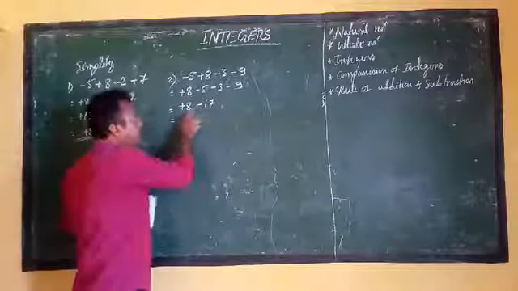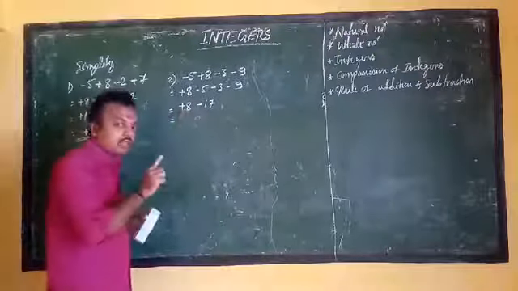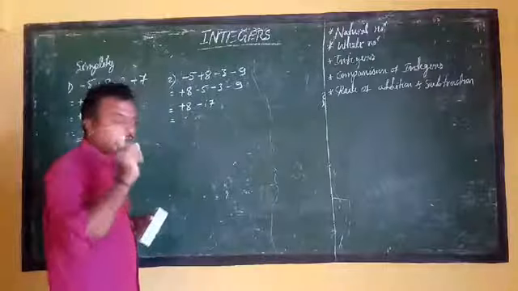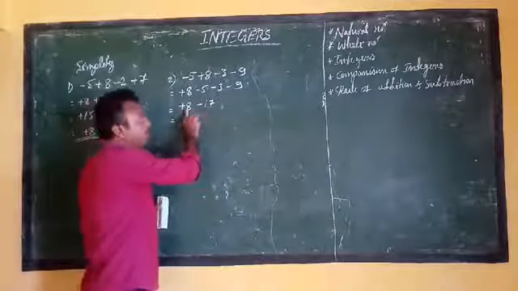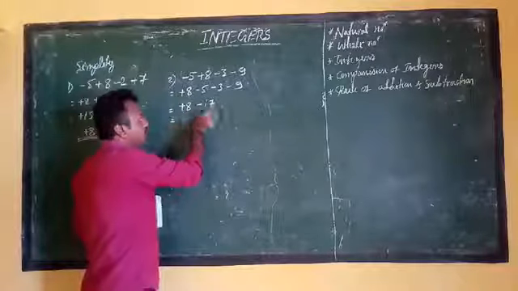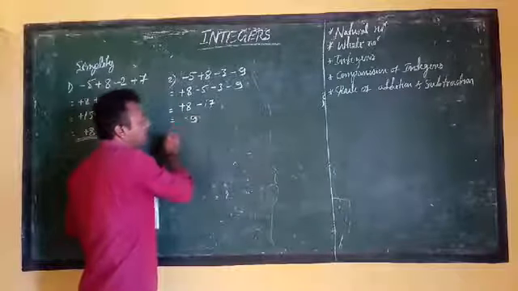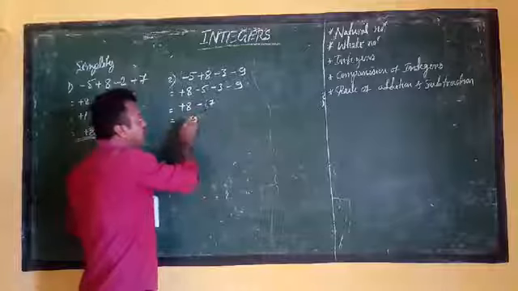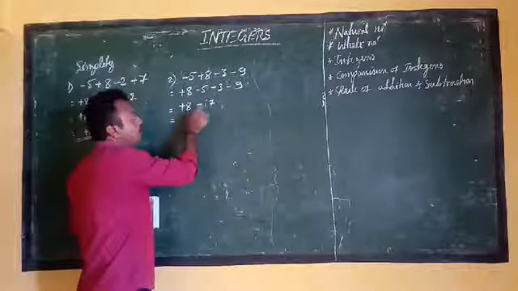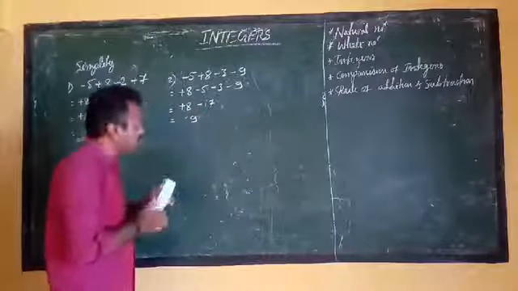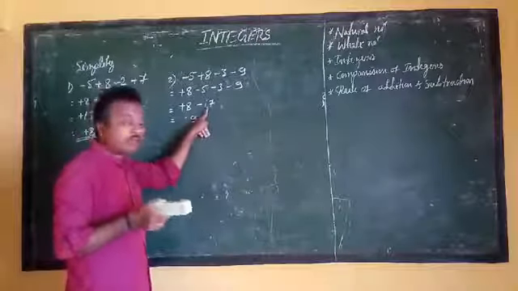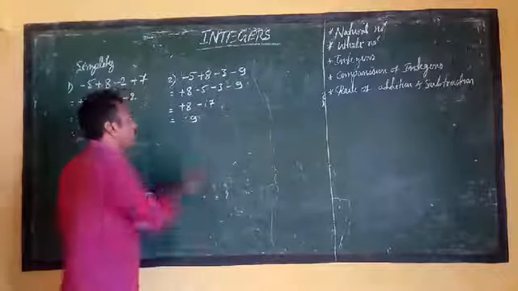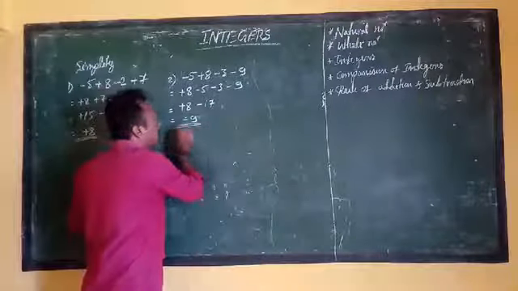In that, the signs are different. When the signs are different, we should do subtraction. Correct. 17 minus 8, or 8 minus 17. How much? 17 minus 8 is 9. So after the subtraction, which is the bigger number? 17 is the bigger number. Which sign does 17 have? Negative sign. So we put minus 9 in the resulting number.